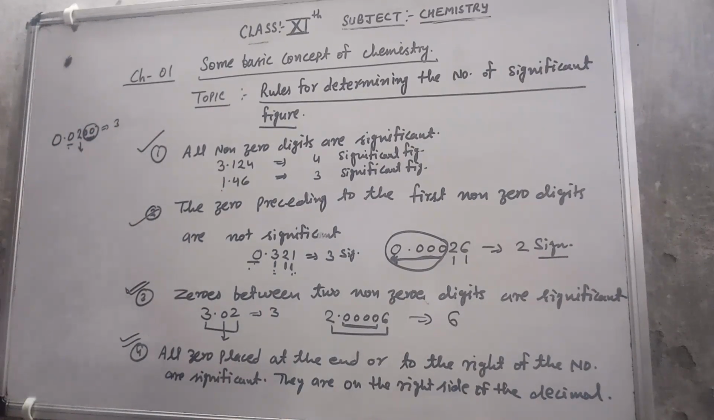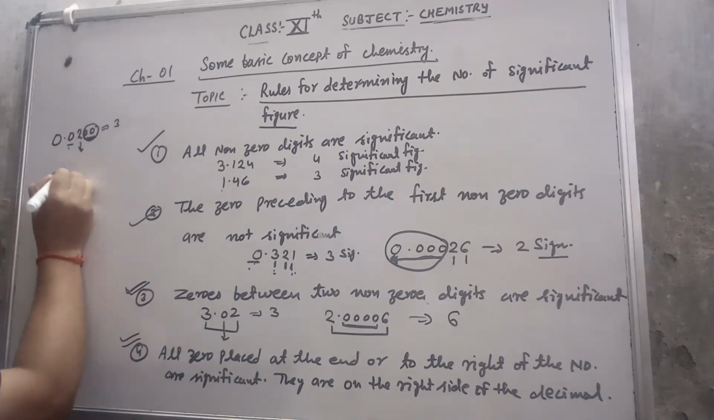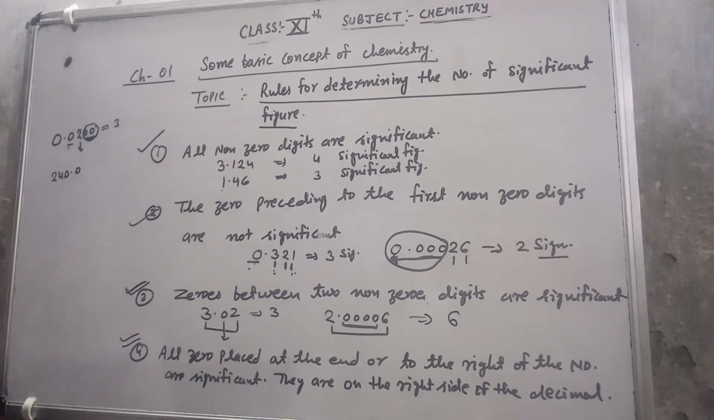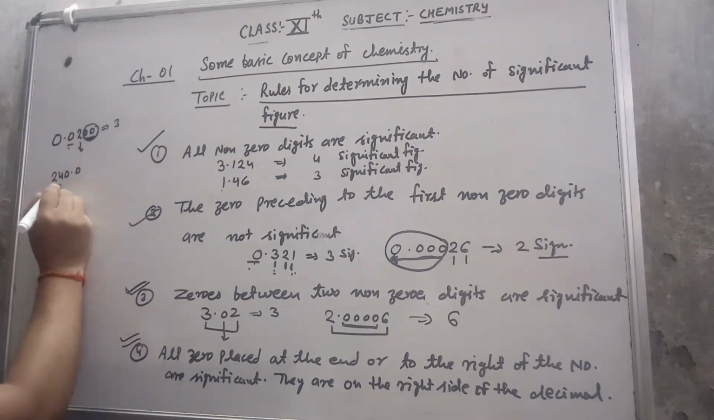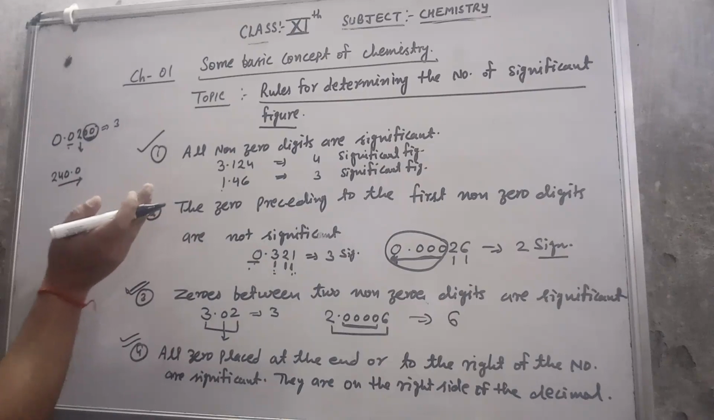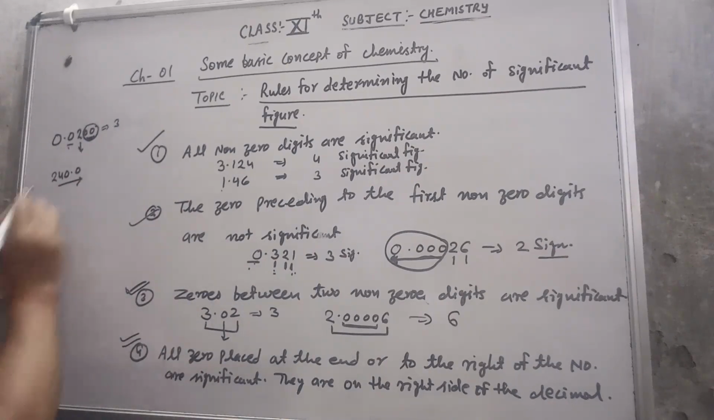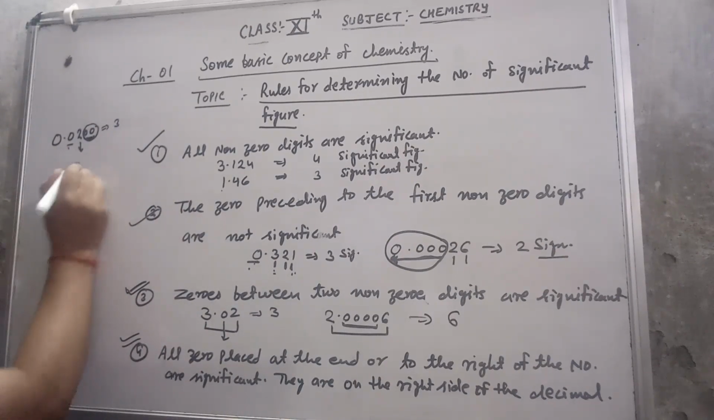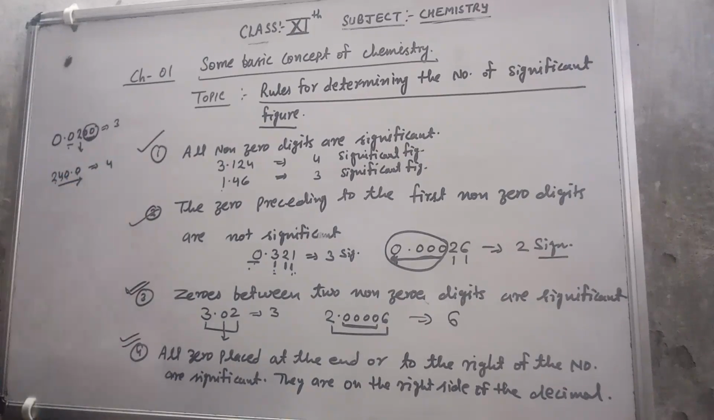Now suppose I am writing here 240.0. Again you can check that this 0 is on the right-hand side of the number, so it is also counted as a significant figure. So this is 1, 2, 3, 4. The total significant figures available here are 4. Suppose I am writing here 500.